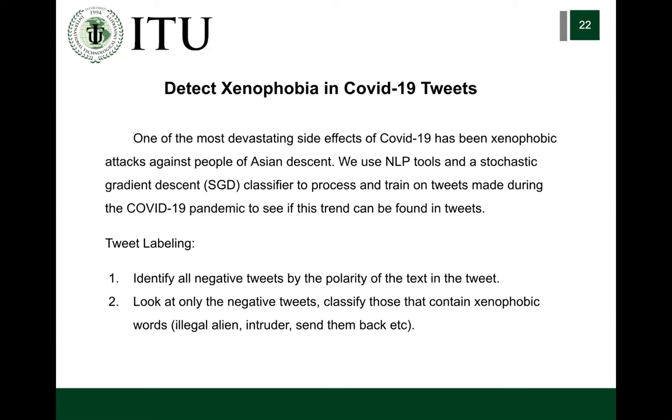For the process of creating a labeled dataset, we used weak supervision to label the tweets based on topic detection and keyword searches. We followed 2 steps for labeling. First, we identify all negative tweets by the polarity of the text in the tweet, since we think xenophobia only occurs in those negative tweets. Second, among the negative tweets, we classify those that contain xenophobic words, such as illegal alien, intruder, and send them back.